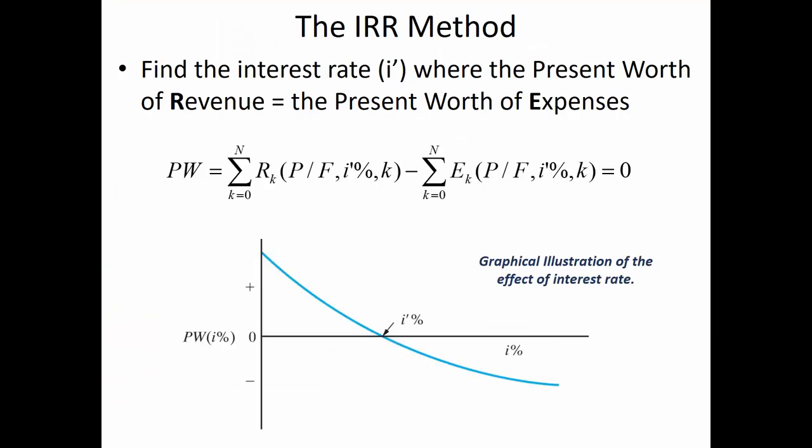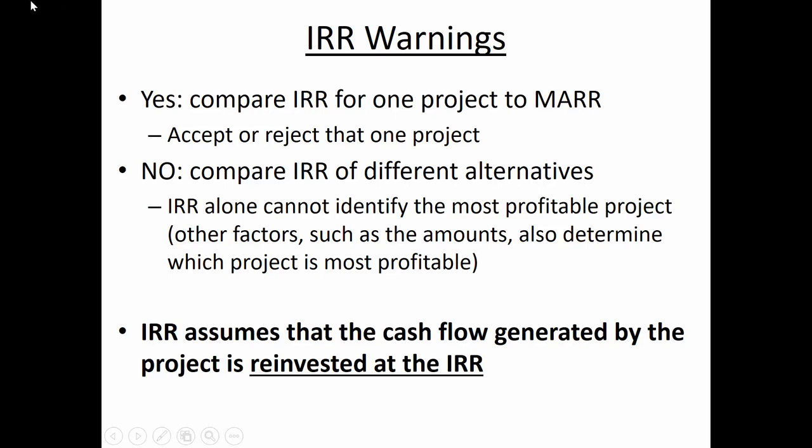I have some warnings to share with you, though. You can only use the internal rate of return in a limited way for decision making. Yes, you can use it to compare the IRR to the MAR to tell you whether a project is acceptable or unacceptable. But what you should never do is compare the internal rate of return for many different projects and then choose which project is best by which IRR is the highest. As I'll illustrate in a future class, that'll give you the wrong answer. I know that seems counterintuitive, but the reason is that the alternatives cost different amounts, so the one that has the highest IRR isn't necessarily the one that generates the highest profits. And what you want to do is maximize your profits, not maximize your IRR.